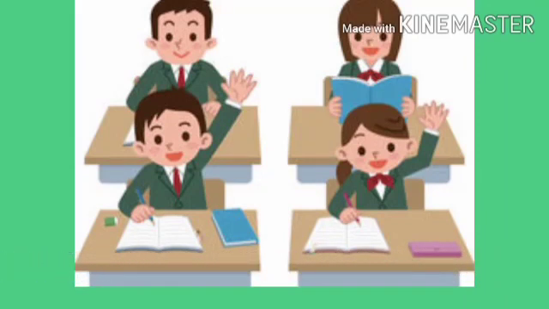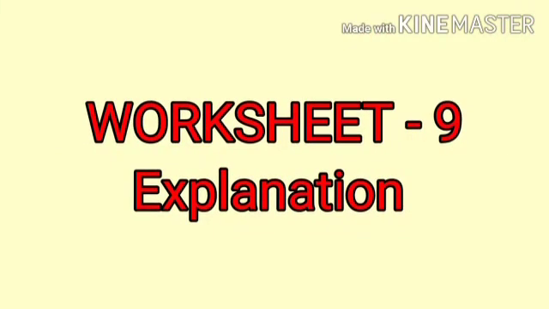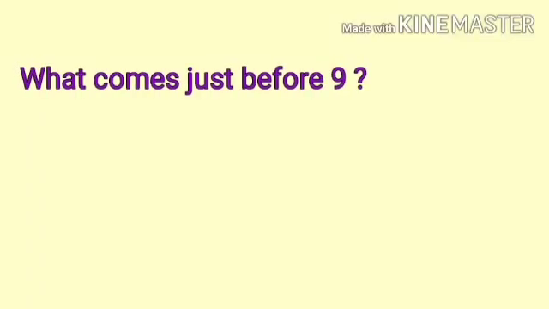Before going to the class, I will explain the worksheet that I had given in the previous class. Once look at the questions given in that worksheet. Let us see the first question. Here the question is what comes just before 9. That means we have to identify the just before number for 9 using number line.